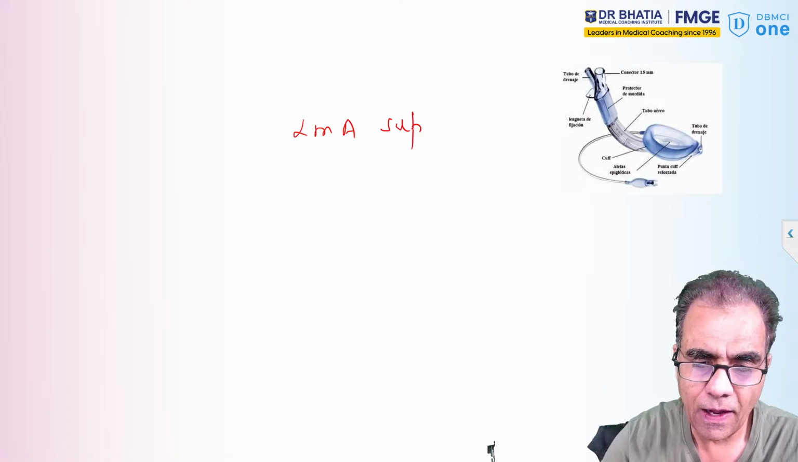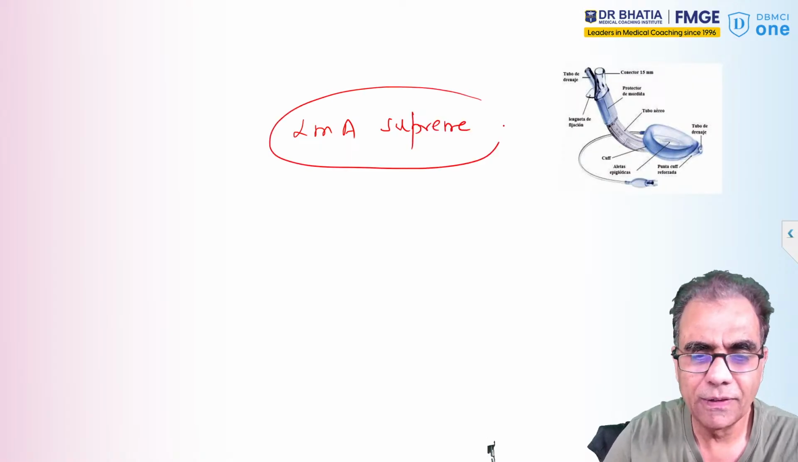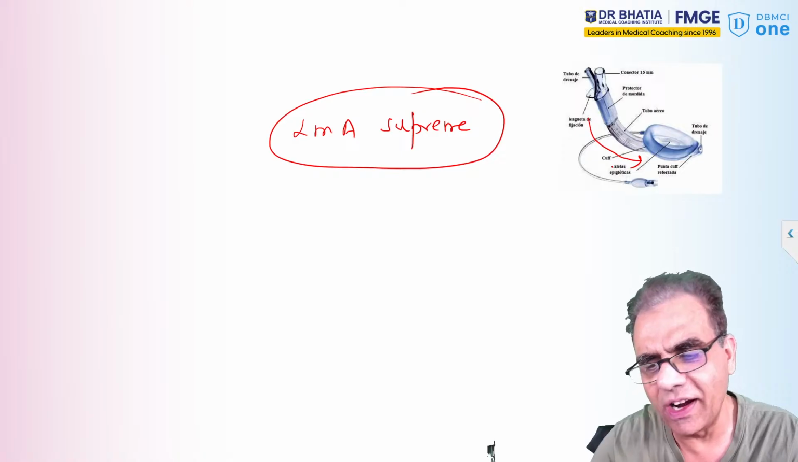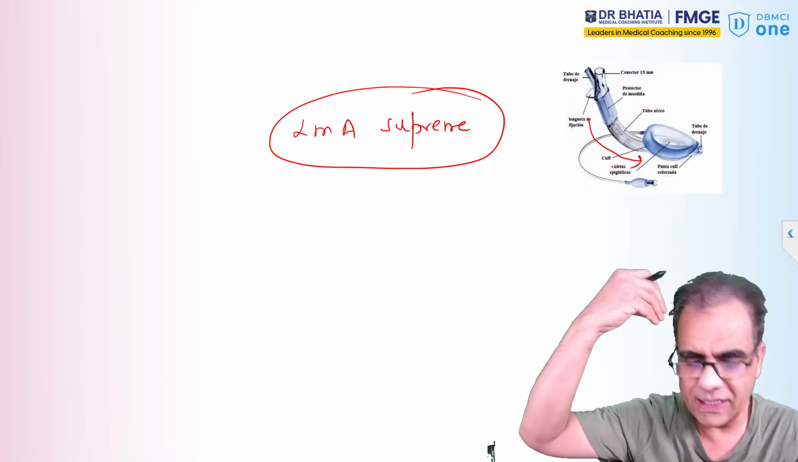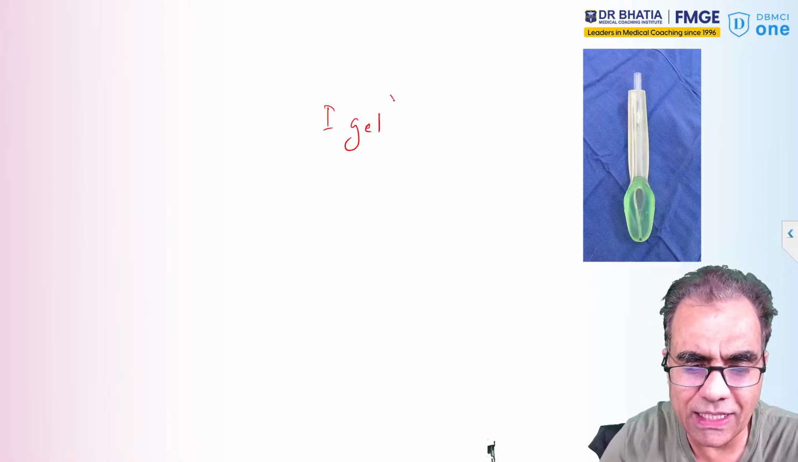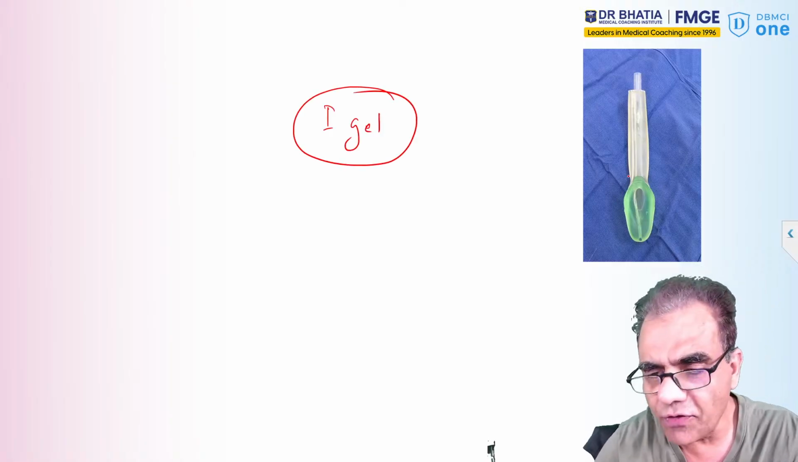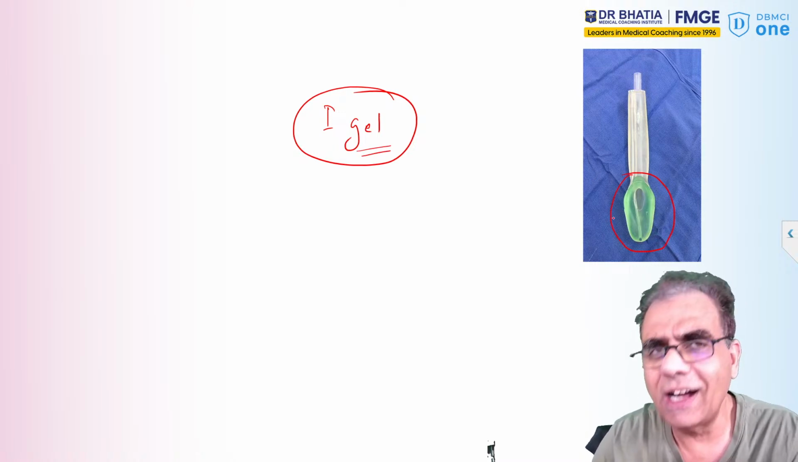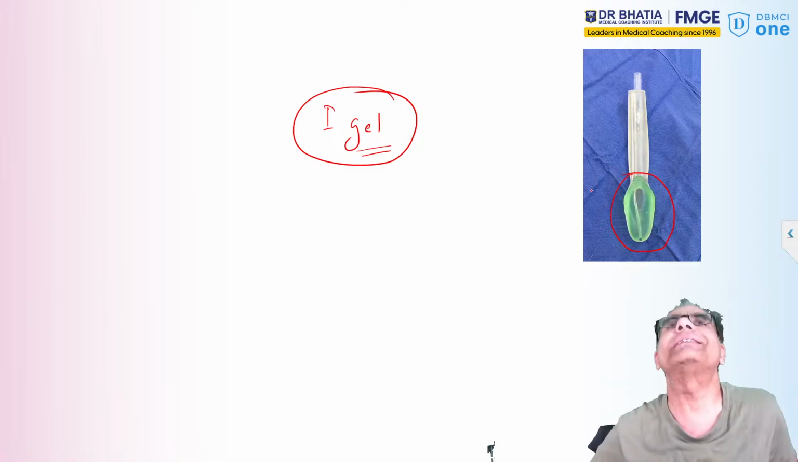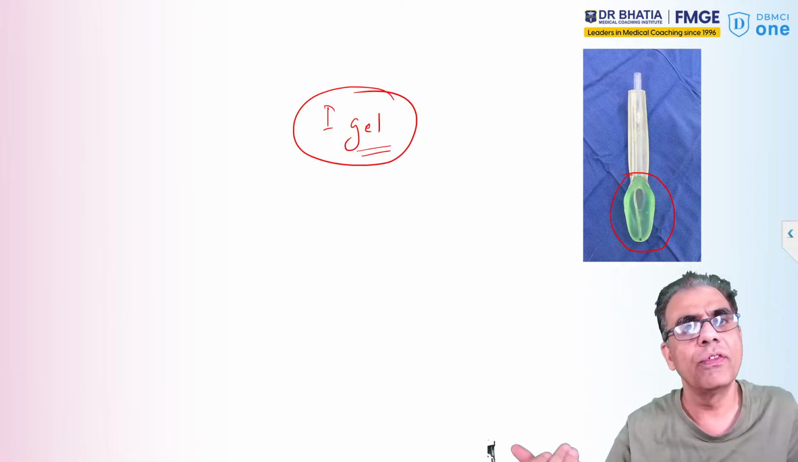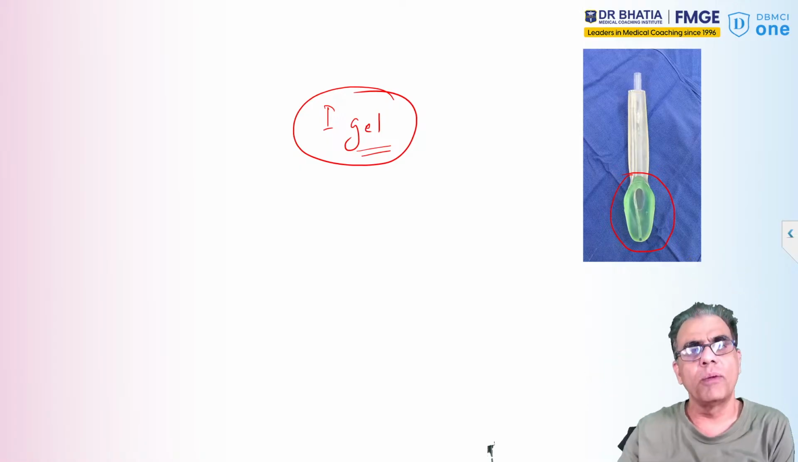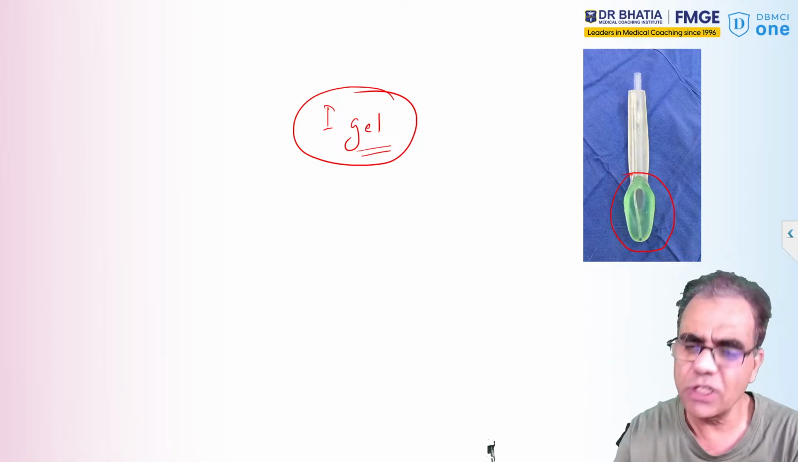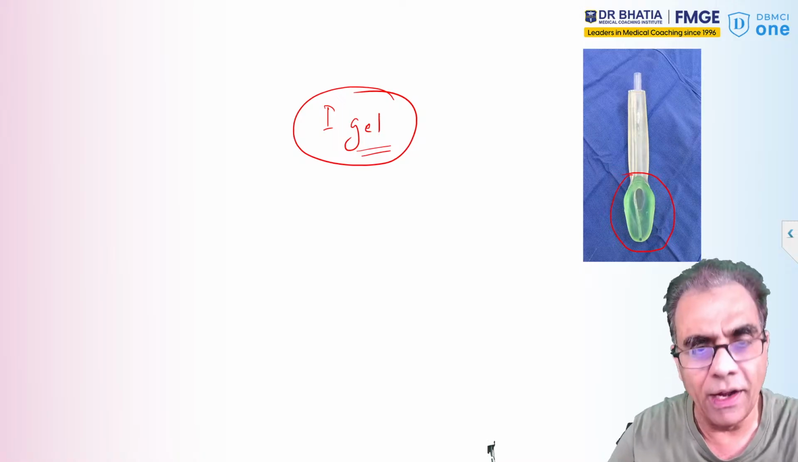Then this is LMA Supreme. The angle is different, so it is easy to insert. Then one more LMA which is very commonly used in India is iGel. The cuff is already filled with gel, that's why the name gel. The advantage is that there is no possibility of accidental deflation of the cuff, so cuff-related problems can be easily avoided. So this is also very commonly used in India.